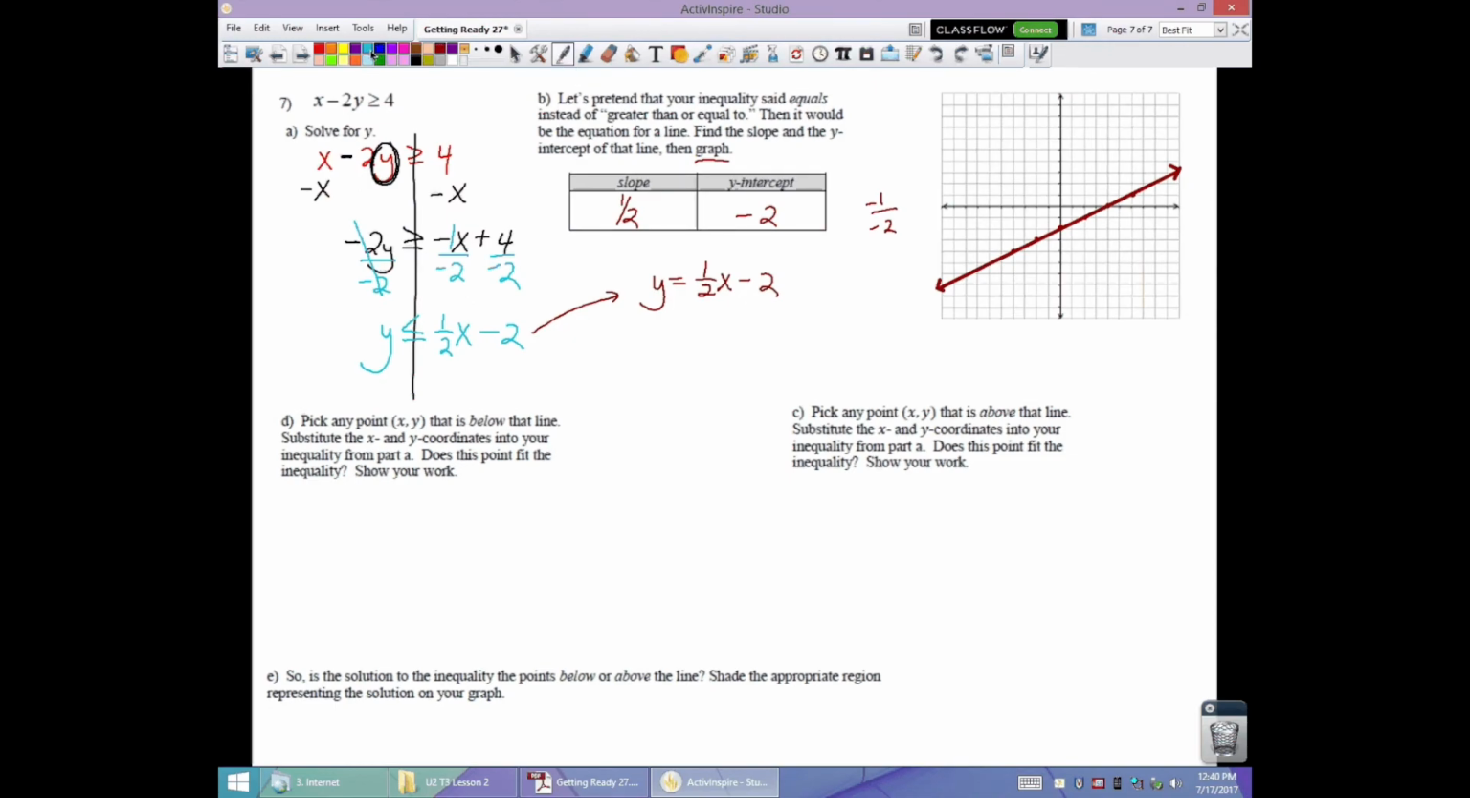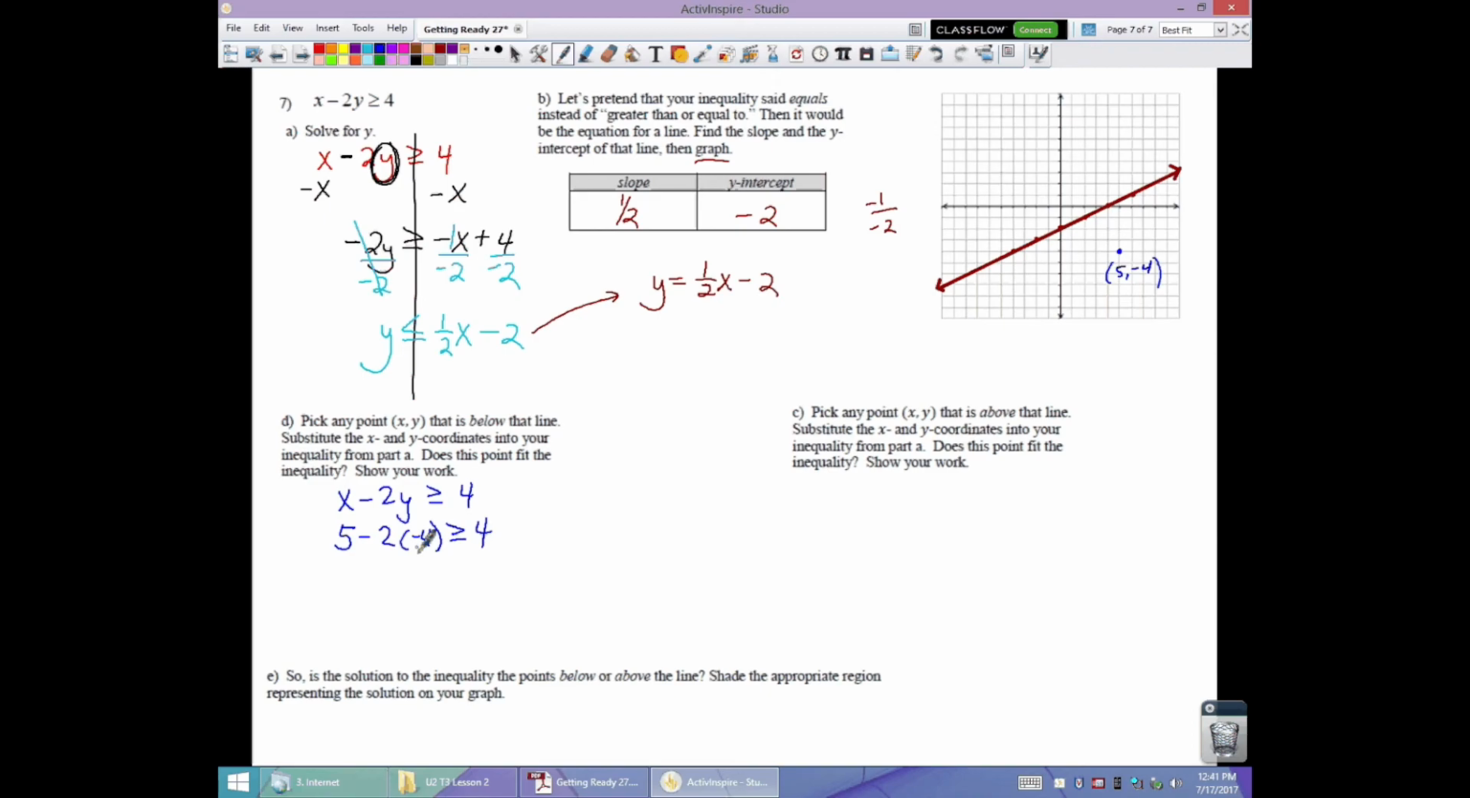And let's see what Part D says. Part D says pick any point that is below that line. So I'm going to choose this point, which is 1, 2, 3, 4, 5, -4. I'm choosing 5, -4. And we're going to substitute that into the inequality and see if it works. By works, we mean, is it true? So my inequality was x minus 2y greater than or equal to 4. If I substitute 5 for x and -4 for y, is that greater than or equal to 4?